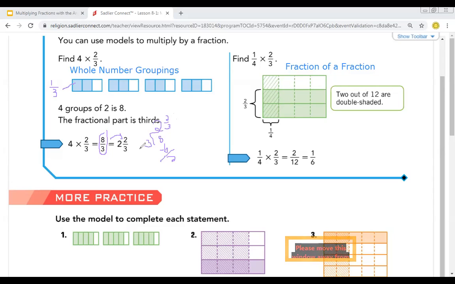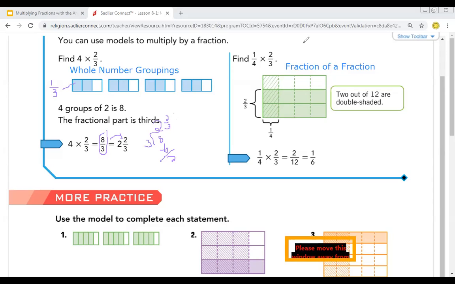Whole number groupings aren't bad. What numbers on the rest of page 125 are whole number groupings? Is number 1 a whole number grouping? Yes. What other numbers are whole number groupings? 5 and 9. Okay. So if you can identify which model is a whole number grouping, that's really good.